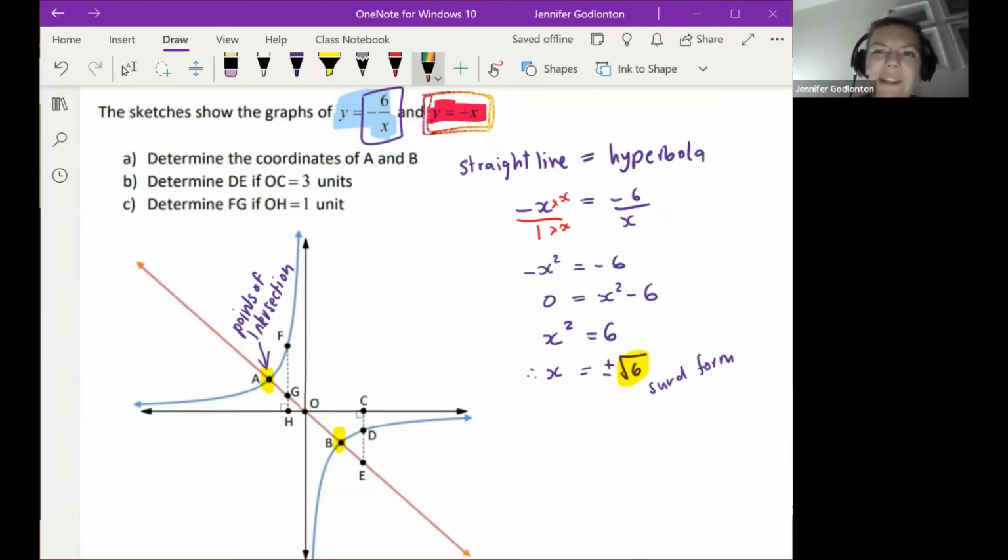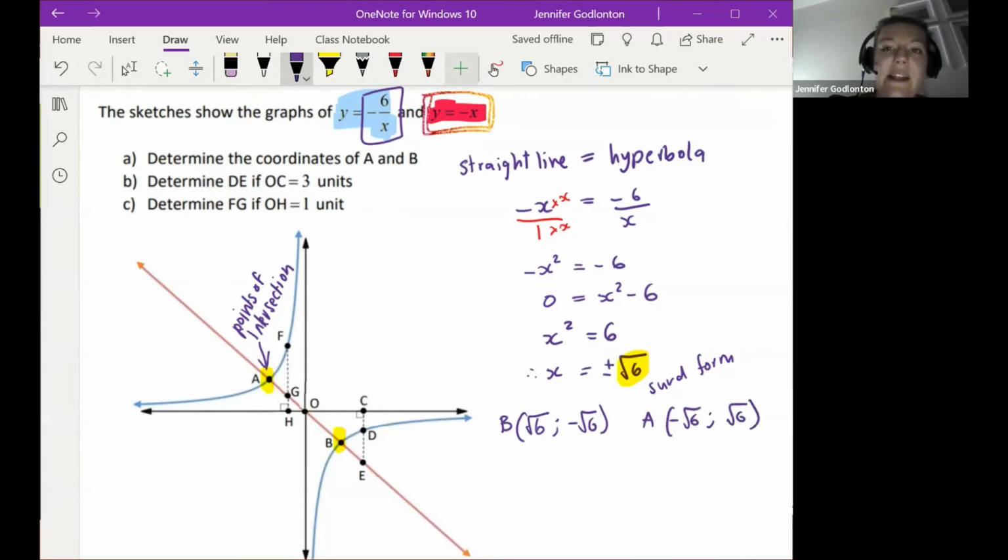Okay, so what that means is that when our x value is positive root 6, our y value will be negative root 6. And when our x value is negative root 6, then our y value would be positive root 6. And the reason I know that is because of this line up here, where it's telling us that our y value is just the negative version of our x value. That's all that's saying.